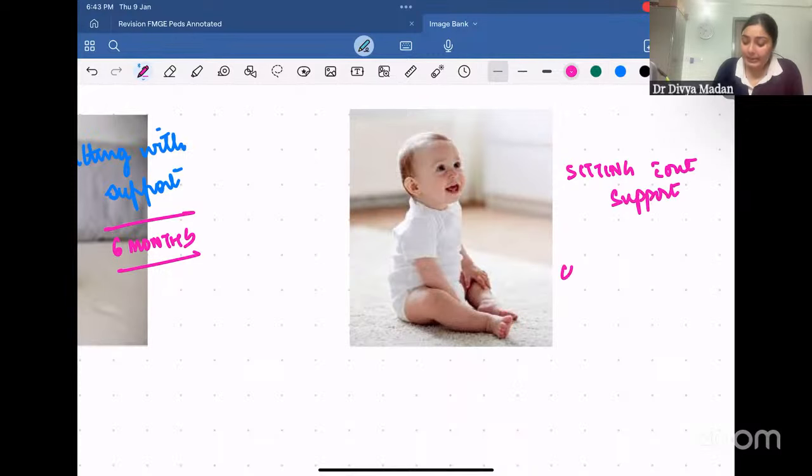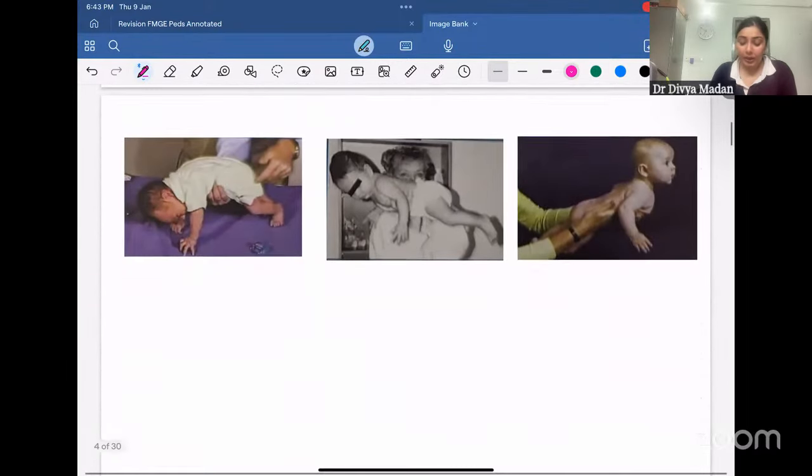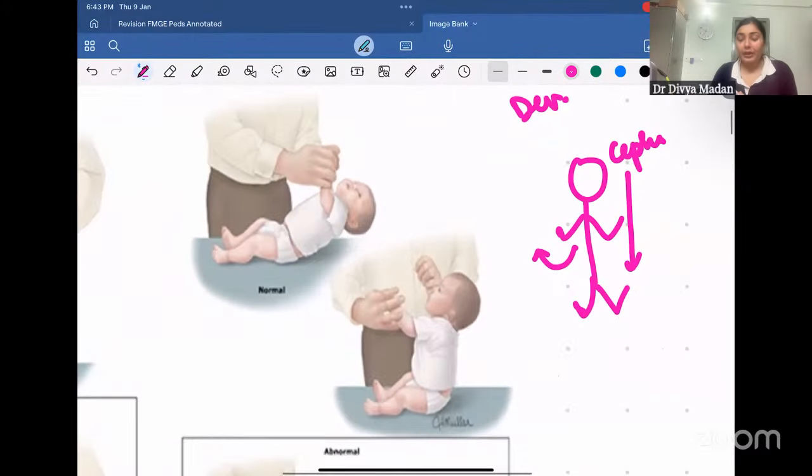This is at 8 months of age, right? Initially, the child is going to sit with support, tripod position at 6 months, thereafter 8 months. Now, we discussed this maneuver, that was the pull to sit maneuver.